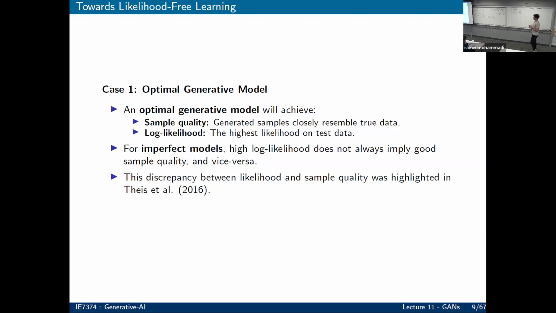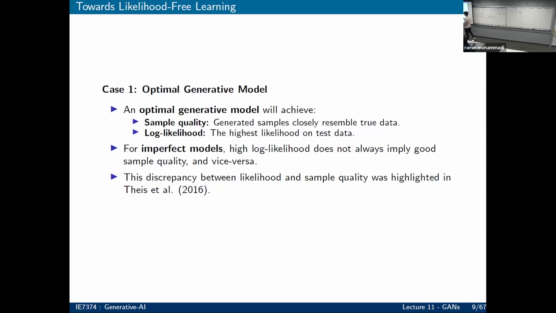The question that comes here is, we want to understand why we want to get rid of likelihood. If likelihood learning, maximum likelihood, works really well, why do we want likelihood-free techniques? There are a couple of cases that we want to review. The first one is the optimal generative model. That is the scenario where, when this model produces data, the sample quality is really good, and it gives a really high likelihood to the test data that you have. So that's an optimal generative model.